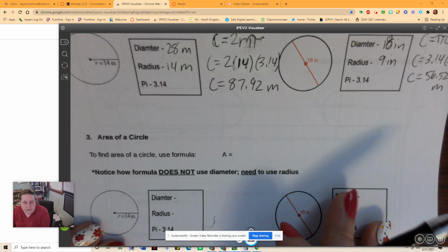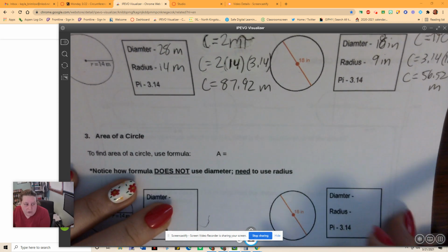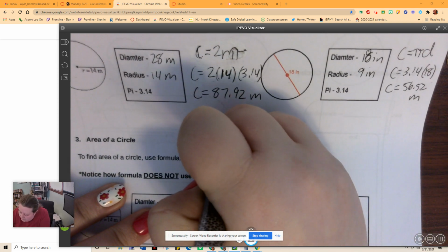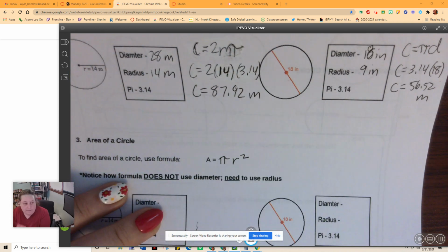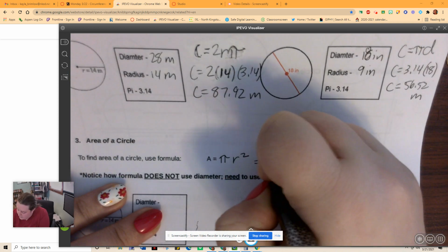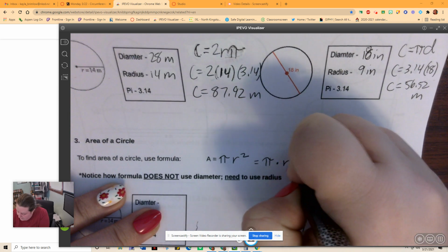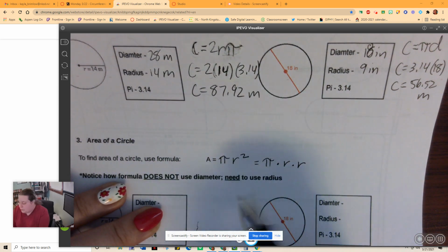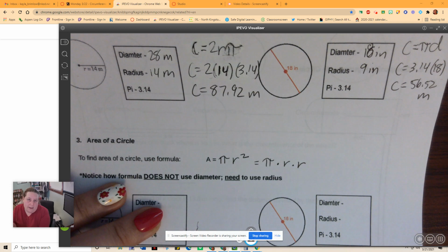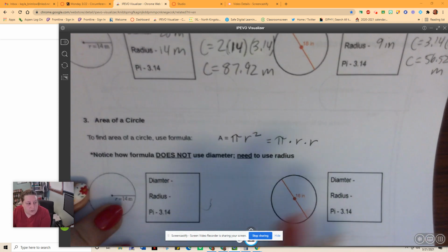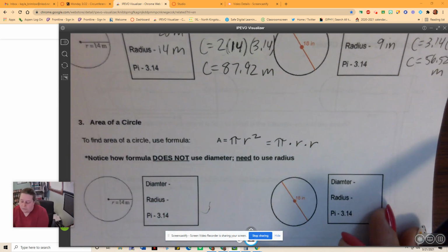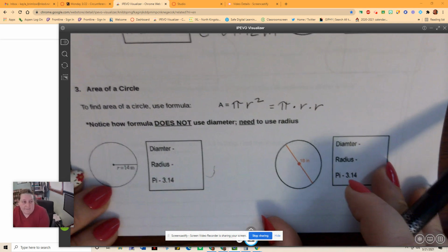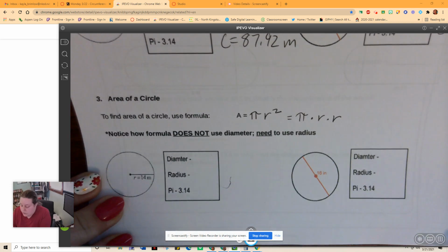So to find the area of a circle, which is the space inside a circle, we use the formula pi times radius squared. Now, when I'm using squared, what this is really saying is I'm doing pi times the radius times the radius. So when we square something, we're multiplying it by itself, so we use the number 2 times. So once again, notice how the formula does not use diameter. You have to use radius. So if you're given the diameter, you have to find the radius first.